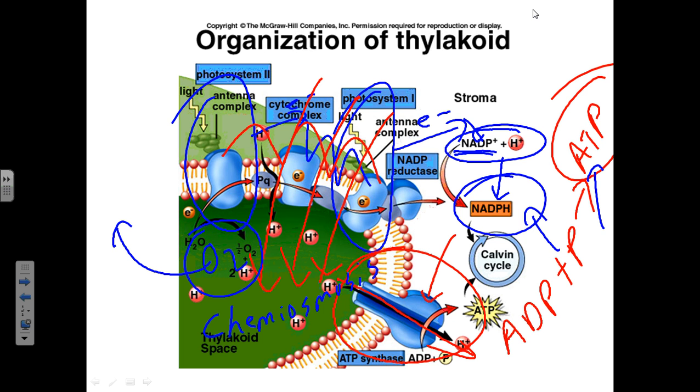Yes, sir. So, do electrons help make NADPH, because it's given H? The electrons provide the energy to charge up NAD plus, so it becomes NADPH. So that's where the energy comes from to charge the battery. The H is hydrogen. We'll get there in just a second.